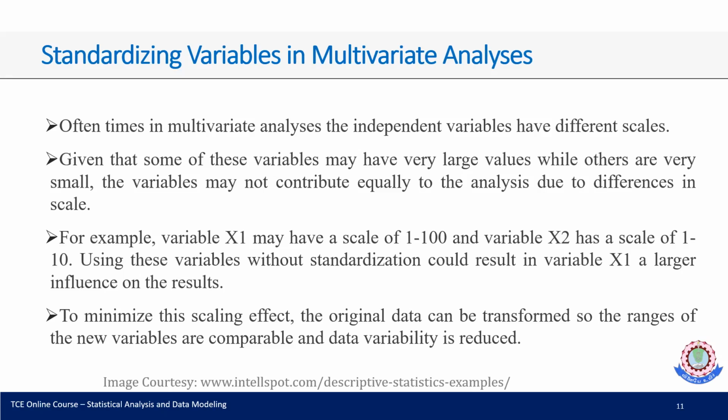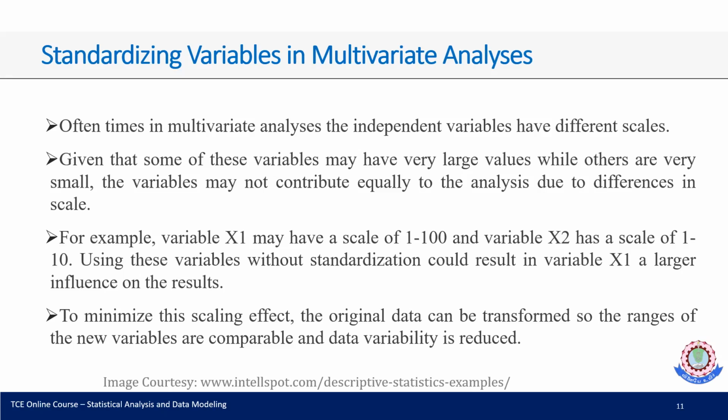Here we are going to have three categories in multivariate analysis. For example, variable x1 has a scale of 1 to 100, and variable x2 has a scale of 1 to 10. So both have more than two variables. Using these variables without any standardization, we could get the result of x1 and x2. But x1 has larger values, which is going to influence the result.